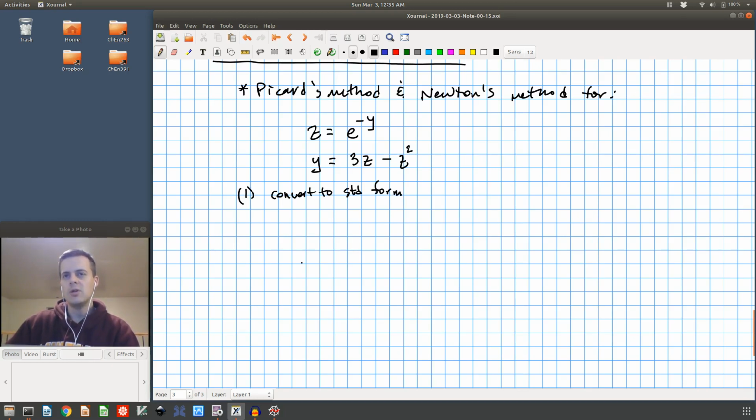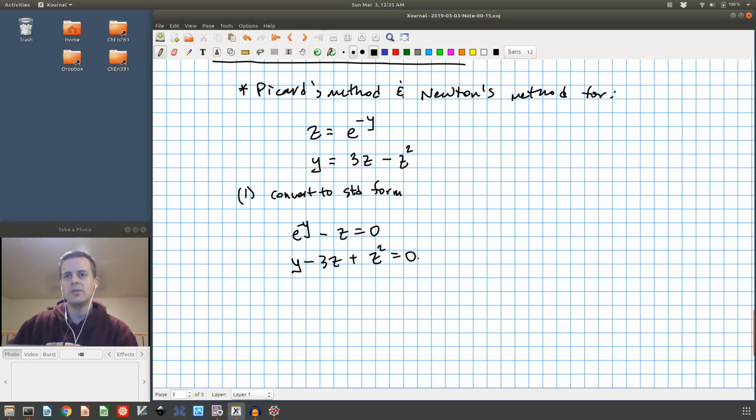I want you to be thinking about, before I write it, what is it going to be? What's standard form? What do I have to do to get it in standard form? I'm going to move everything over. So I'm going to write e to the minus y minus z equals 0. And I'm going to have y minus 3z plus z squared equals 0.